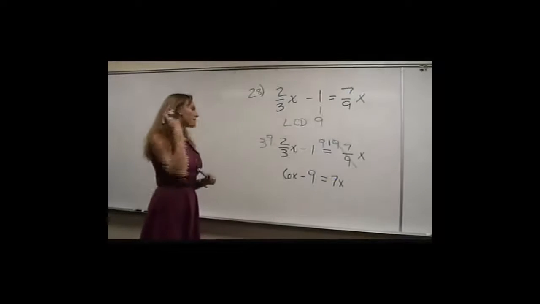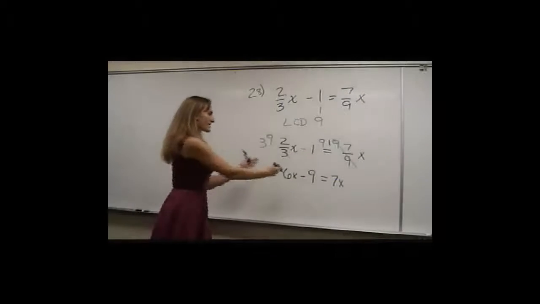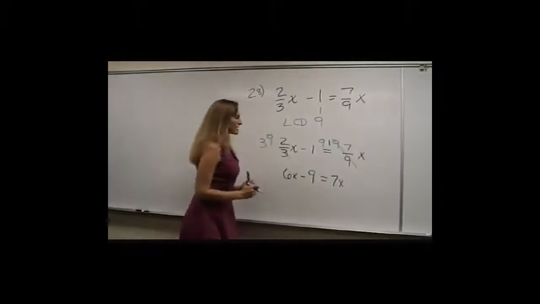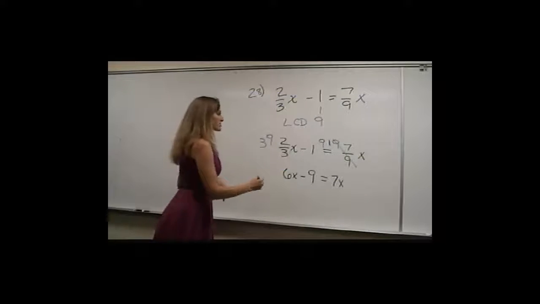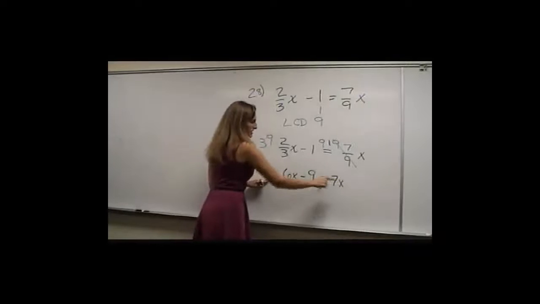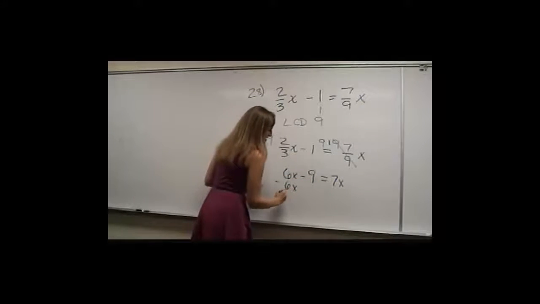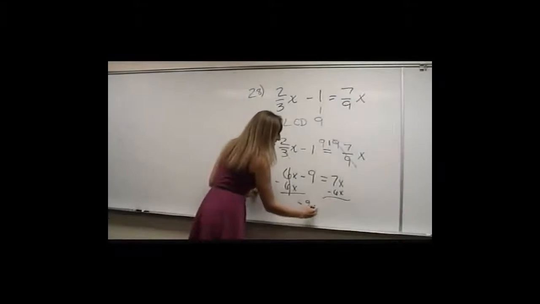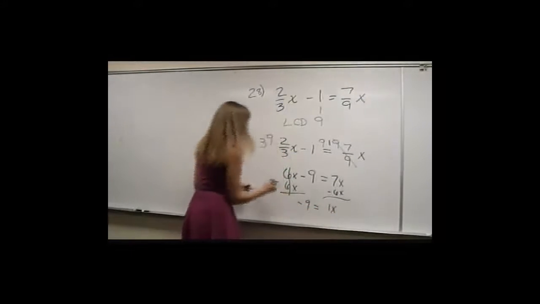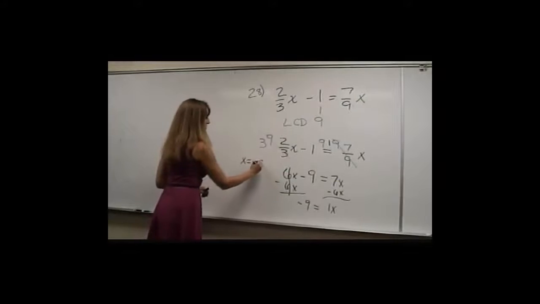I need to combine like terms. Now, I have an x term on the left. I have an x term on the right. I want to combine like terms, but over an equal sign, which means I'm going to have to change signs because I'm going past an equal sign to combine. So minus 6x minus 6x. These cancel. I have negative 9 is equal to 1x. So my answer would be x is equal to negative 9.